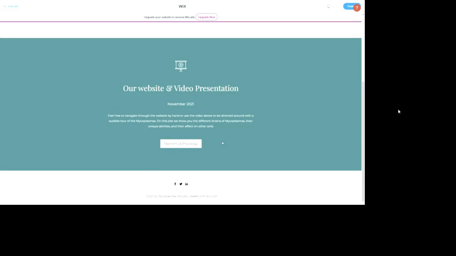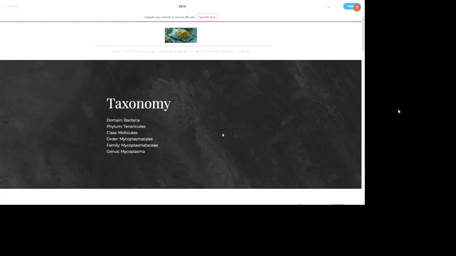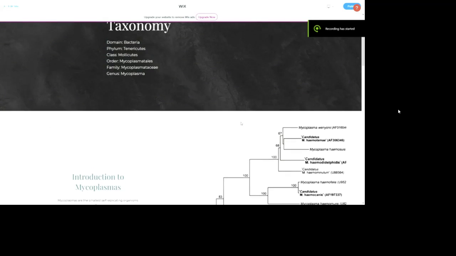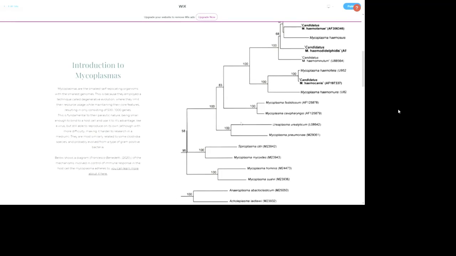At the bottom of the page you'll find a button that says Taxonomy and Physiology. This represents the contents page as well as the introduction. Under the taxonomic description, you'll find the phylogenetic tree depicting every Mycoplasma species that humans have classified.